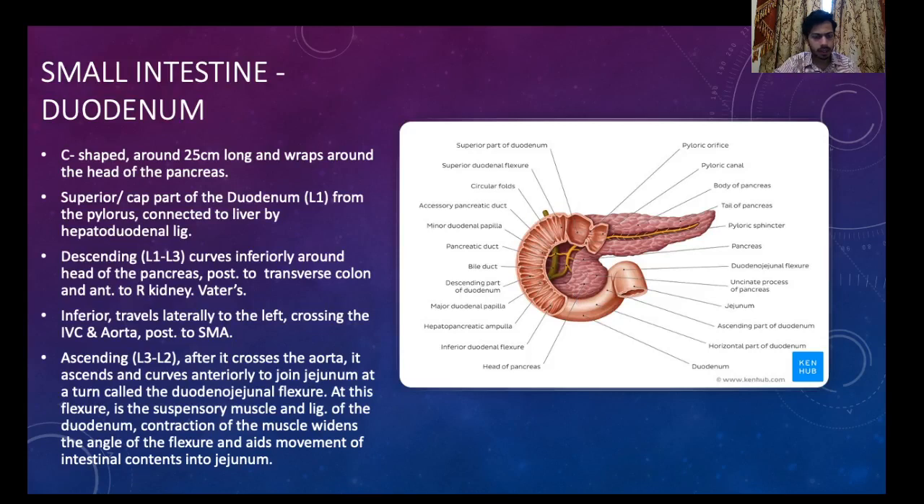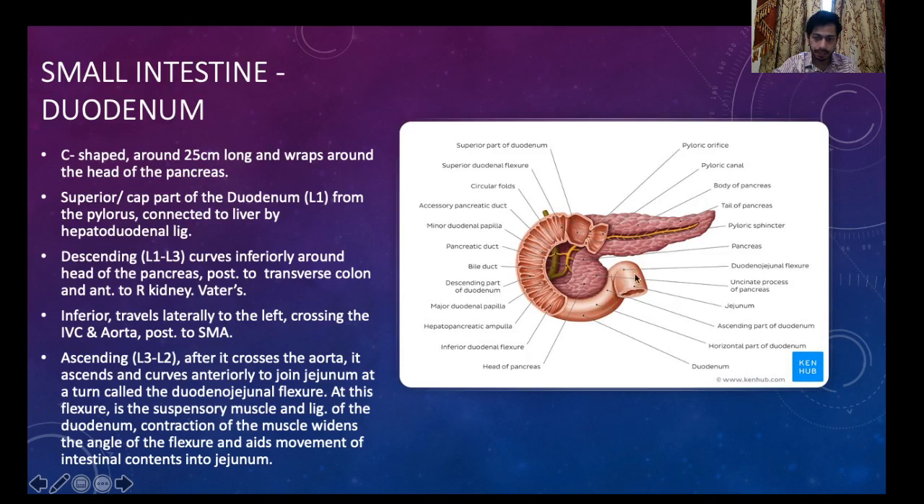The final part is the ascending part. It starts off in L3, but it actually ends off in L2, which is why I've written L3 to L2 and not L2 to L3. So once it crosses the aorta, it will ascend and curve anteriorly to join the jejunum.